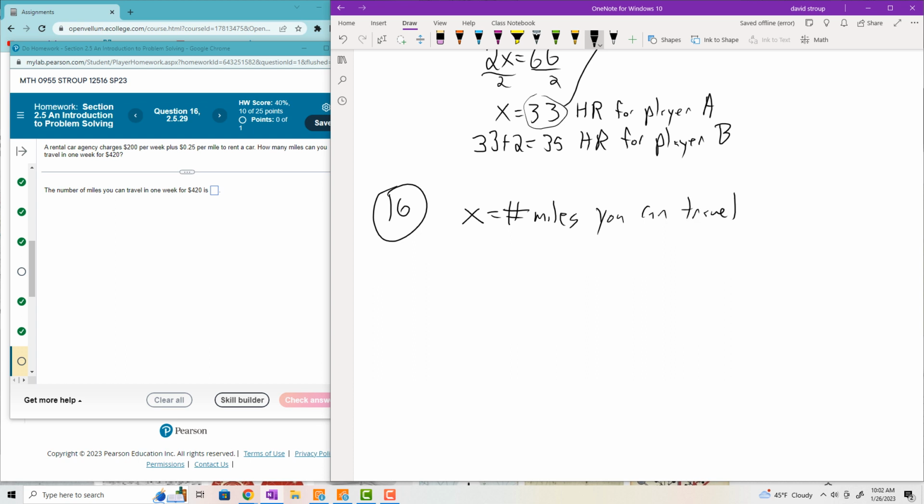Okay. And it says there's a $200 charge automatically, and then plus there's 25 cents per mile. So 0.25 times every mile charge, right? And then plus that $200 down. And you want to know how many miles you can drive for 420. So in other words, the 25 cents per mile plus that $200 you put down, you want that to equal 420. Right? Okay, so believe it or not, that's the equation, and then you just solve that equation for x.